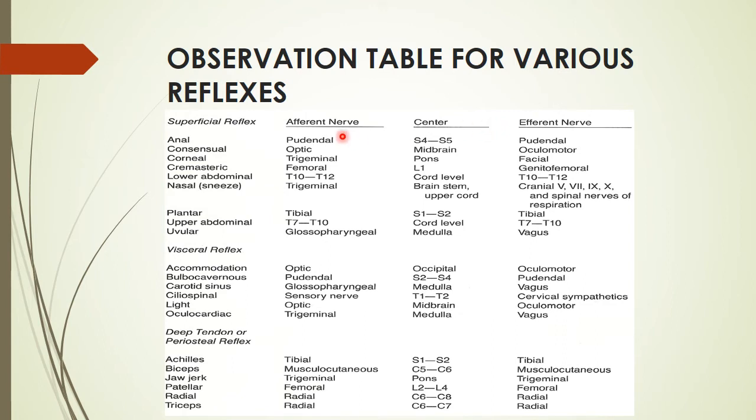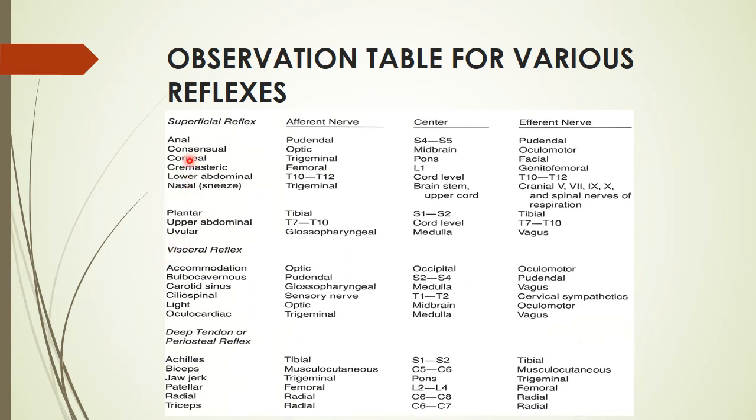Now, once you do all the practical, the observation must be prepared in such a way. So the observation table for the various reflexes you must prepare. There are superficial reflexes from here to here, then visceral reflexes, deep tendon reflexes, afferent nerve supply, center and efferent nerve supply. Then what is the method by which you will elicit it, and what is the remark. So all these points you have to explain in your reflex observation.